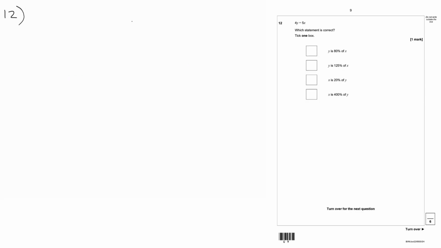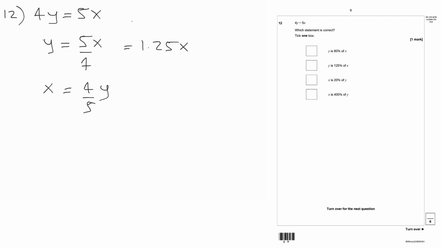So for question 12, we have 4y equals 5x, and we want to know which one of these statements is true. So what I'm going to do here is rewrite this equation in two different ways. So first of all, I'm going to make y the subject. So doing this, we have y equals 5x over 4, or y equals 5 over 4x, which in decimal form is 1.25x. And then I'm going to make x the subject. So we move that 5 across, and we get that x equals 4y over 5, which is 0.8y.